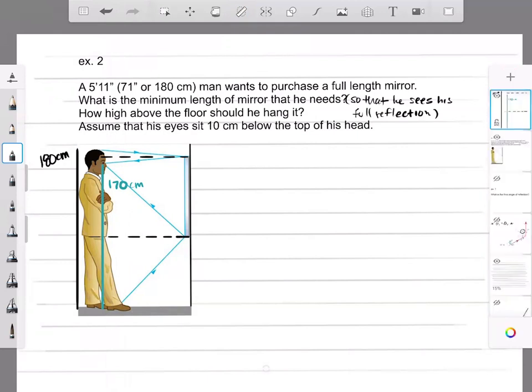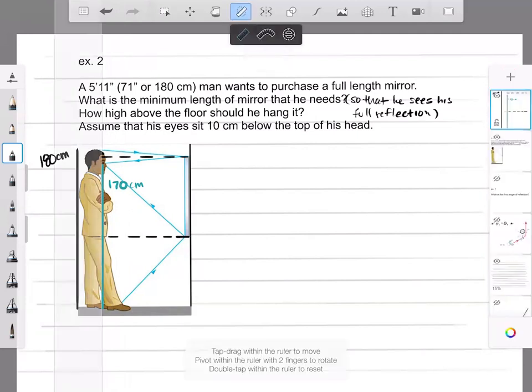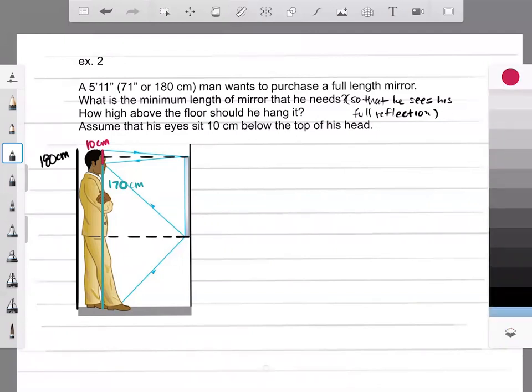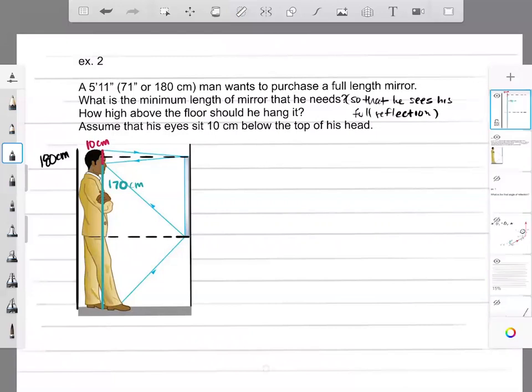And finally, from here to here, it's going to be 10 centimeters, right? From his eyes to the top of his head. So we're going to use all of those measurements to figure out how big this mirror needs to be and how high above the ground he needs to hang it. And again, to do this, we will use the law of reflection.